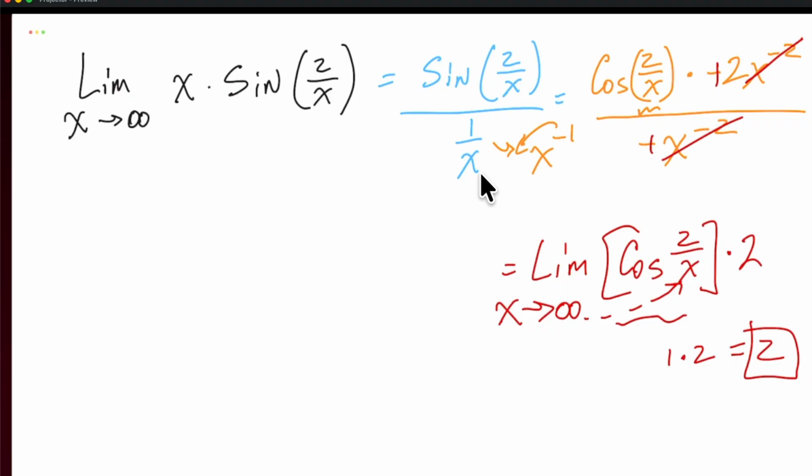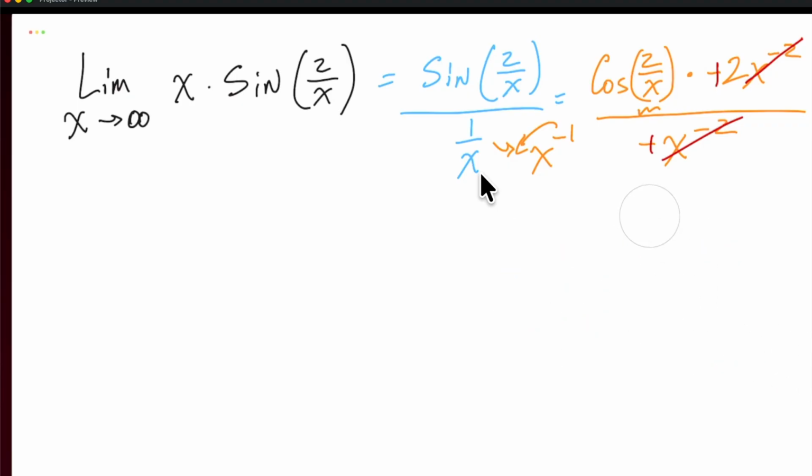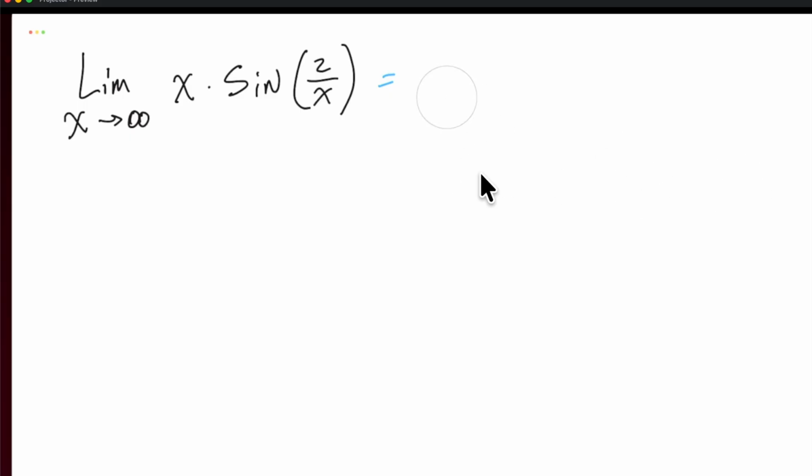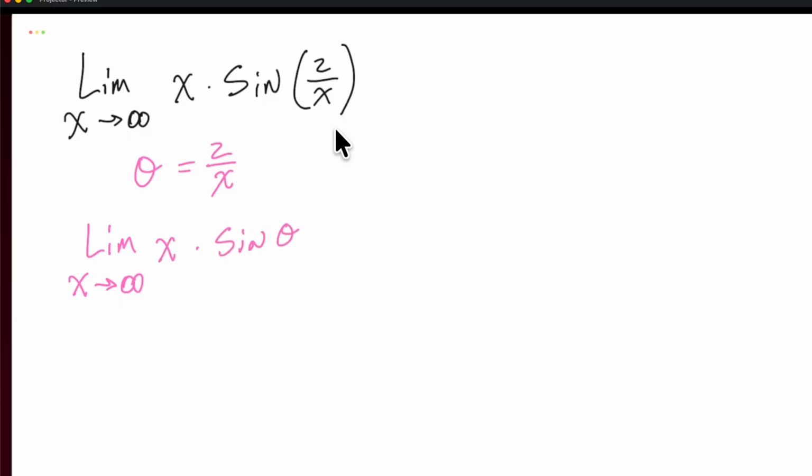Okay, folks, it turns out there's a slightly more elegant way to do this, and that's using substitution. So we're going to do something similar to what we did when we were trying to prove whether or not the big 5 limits apply. And that is, we're going to let theta equal 2 over x. So everywhere we see a 2 over x, we're going to replace with theta. So now we're going to have the limit as x approaches infinity of x times the sine of theta.